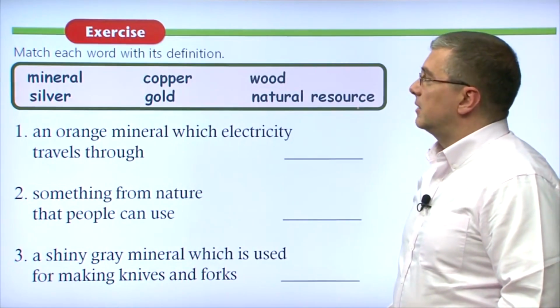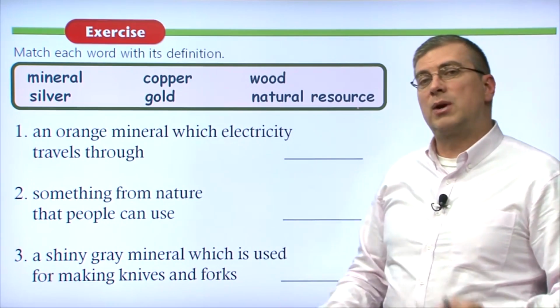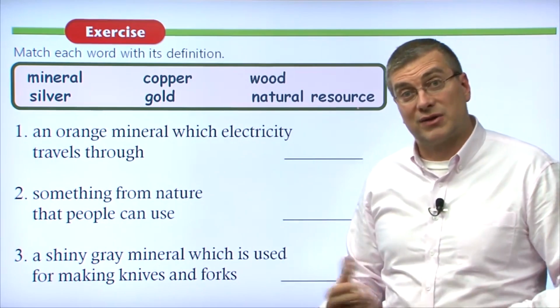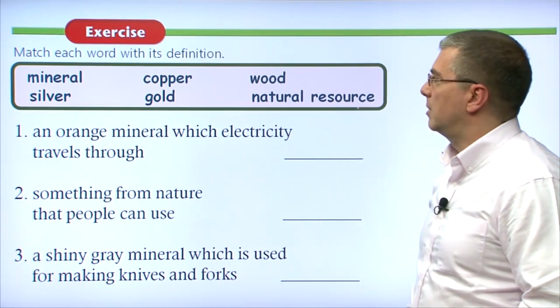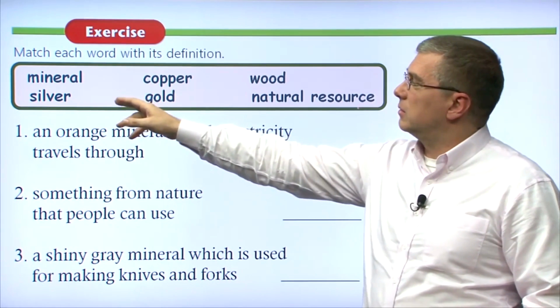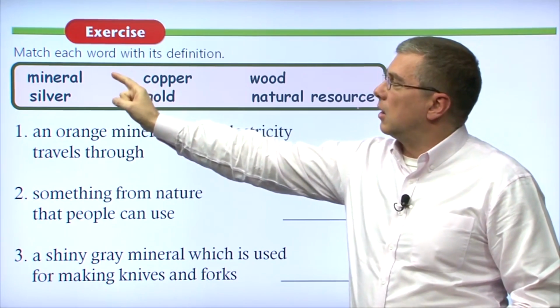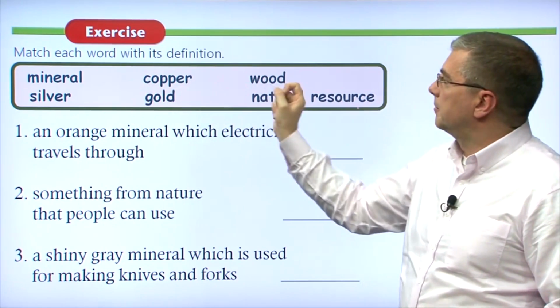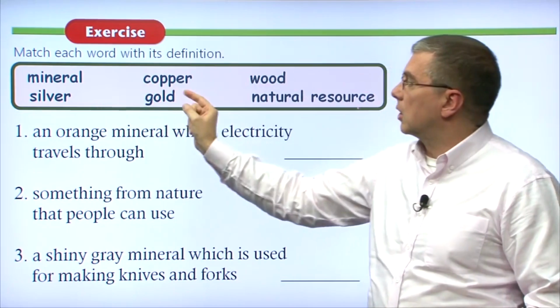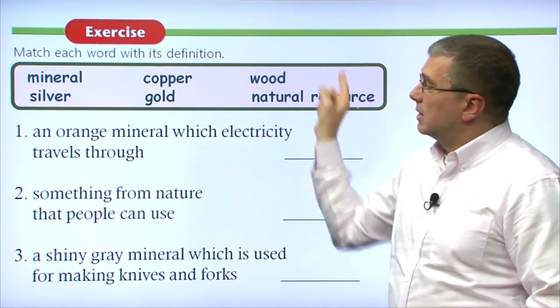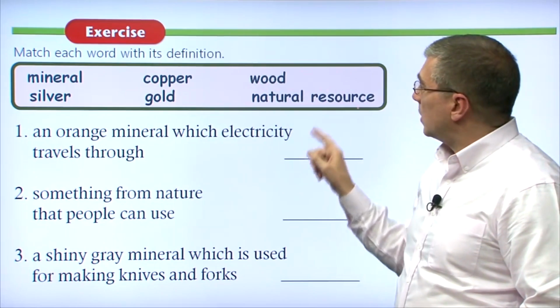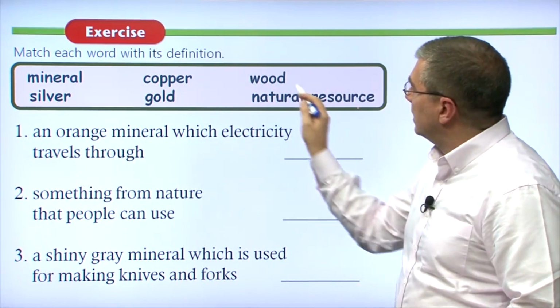Okay. Let's move on to the exercise, kind of a comprehension. Let's have a little test to go over the words that we've just learned, the vocabulary. The words that we're going to use in this exercise are mineral, copper, wood, silver, gold, and natural resource. Now, it's interesting to take a look at this group of words. I'm going to single out natural resource.